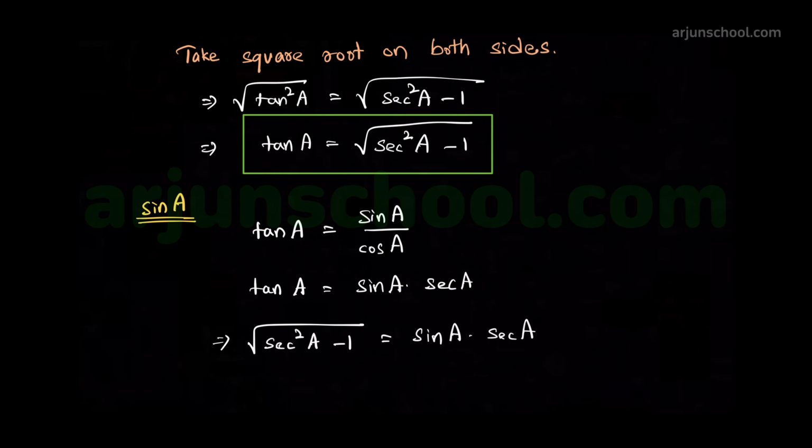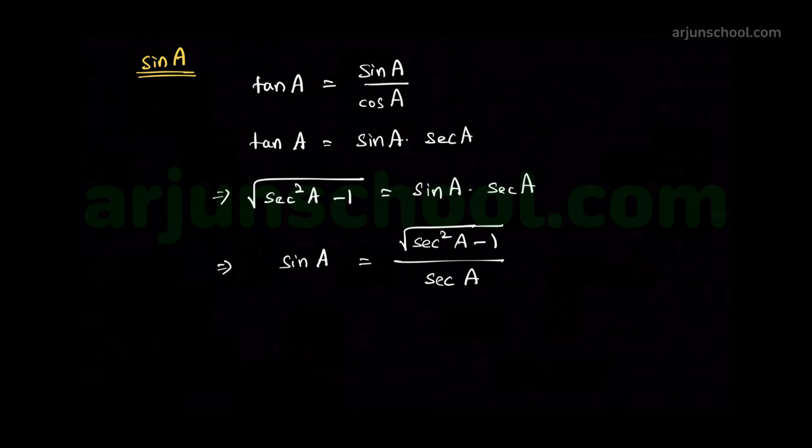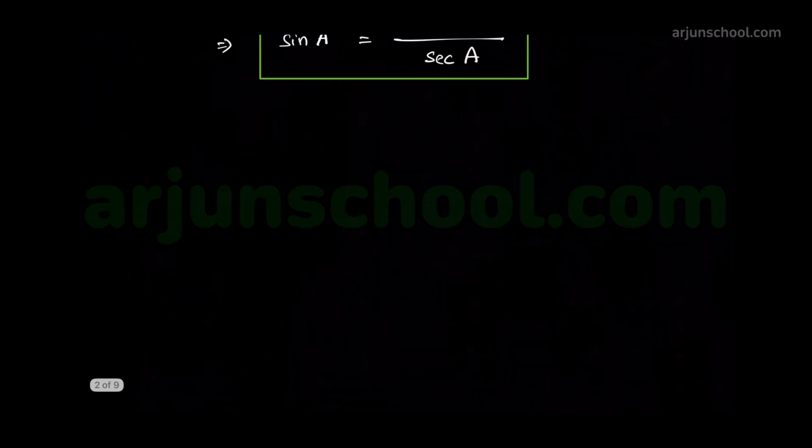Let us bring secant A on the right hand side to the left hand side and rearrange the terms. We get sin A is equal to root over secant square A minus 1 divided by secant A. Therefore, sin A in terms of secant A is root over secant square A minus 1 divided by secant A.